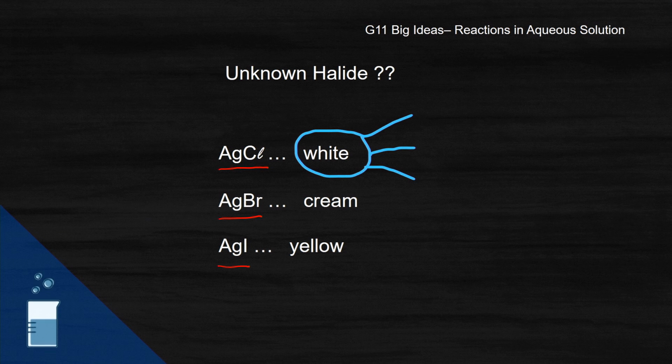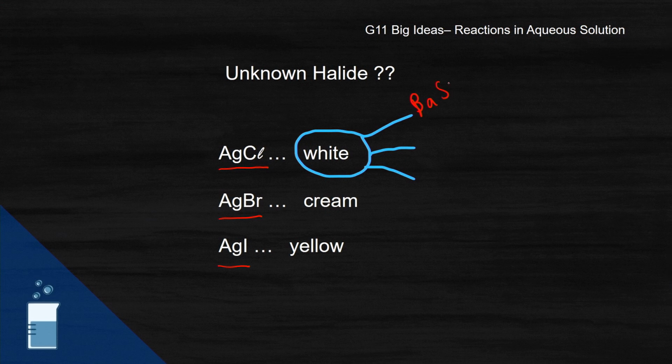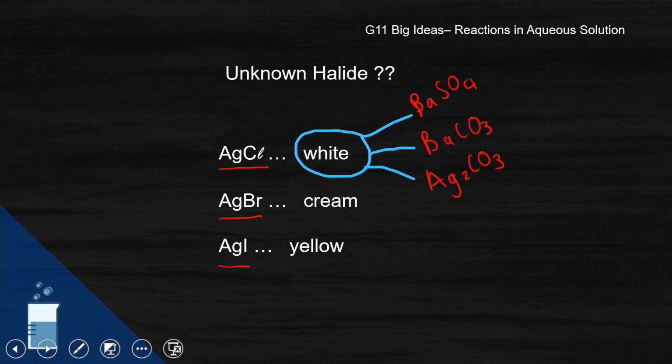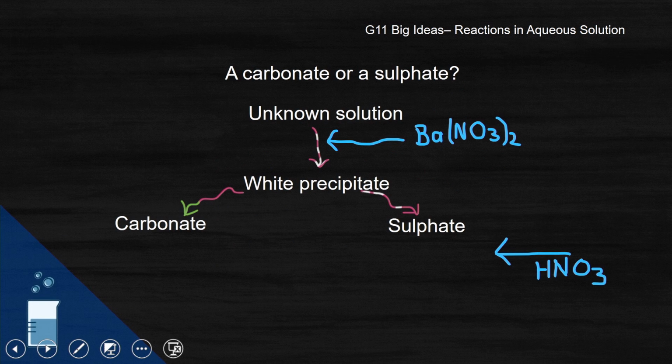Now there are other precipitates that are white too, so that's where it gets tricky. We have to know our chemistry. Barium sulfate is white in color, barium carbonate is white, and silver carbonate is also white. So how are we going to work this one? Is it a carbonate or is it a sulfate? Barium is what is going to give us a white precipitate.